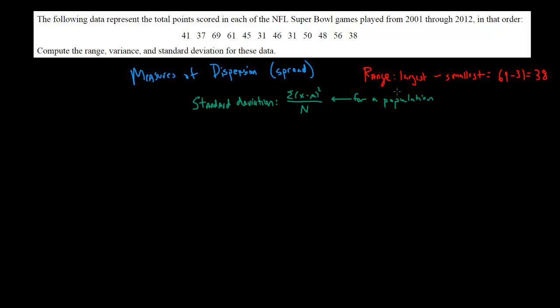Okay? So, for instance, if we were going to deal with the standard deviation, the formal definition for the standard deviation of a sample would be the square root of the sum of the x minus x bars squared over n minus 1. Okay? That is the standard deviation for a sample.